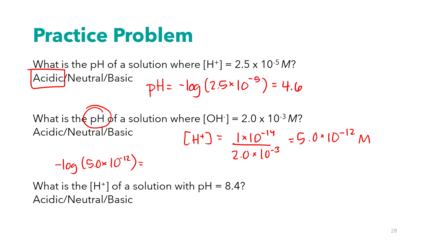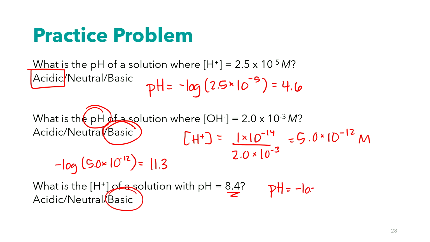And I got 11.3. That's greater than 7, so we call that basic. All right, the other direction that we could go is say, hey, here's a pH. What's my concentration of H plus? You could then extend that, say, what's that concentration of OH minus? Okay, so we want to remember now, and this is right off the bat, we see that that's greater than 7, so I'll call this basic.